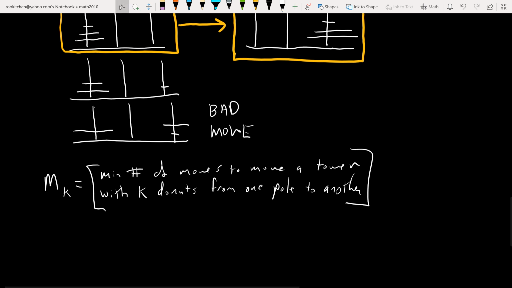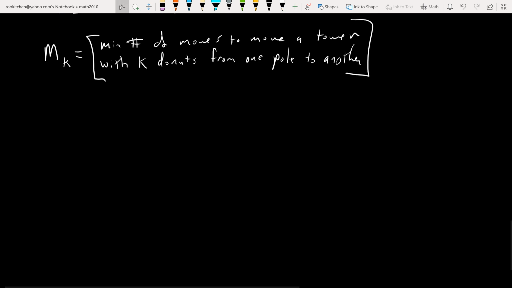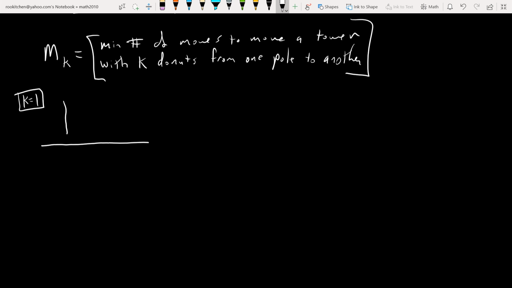Okay, and the best way to attack this problem is just to play around with it a little bit. Finally, I get to pretend I'm a little kid again, right? So we'll start with k equal to 1. This will be the k equals 1 version. And we have our 3 poles, and we have one donut on it. Okay, so to get from one pole to the other, it just takes one move. Okay, there it is. So m sub 1 is 1.